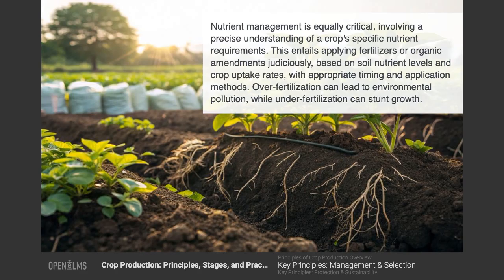Nutrient management is equally critical, involving a precise understanding of a crop's specific nutrient requirements. This entails applying fertilizers or organic amendments judiciously based on soil nutrient levels and crop uptake rates, with appropriate timing and application methods. Over-fertilization can lead to environmental pollution, while under-fertilization can stunt growth.